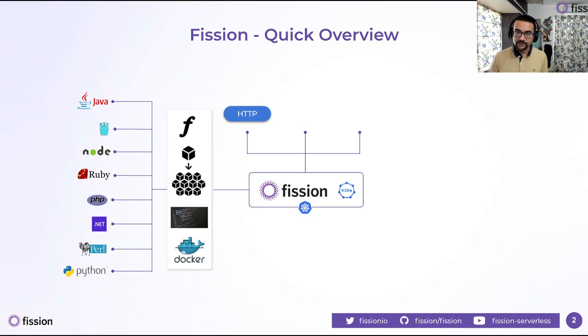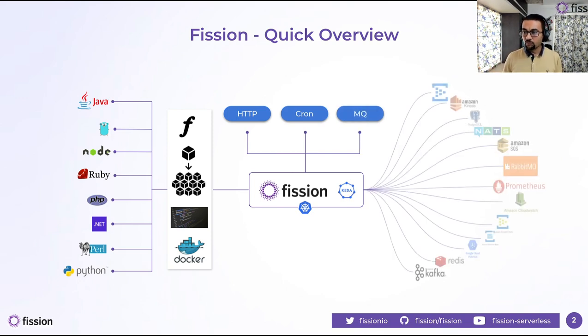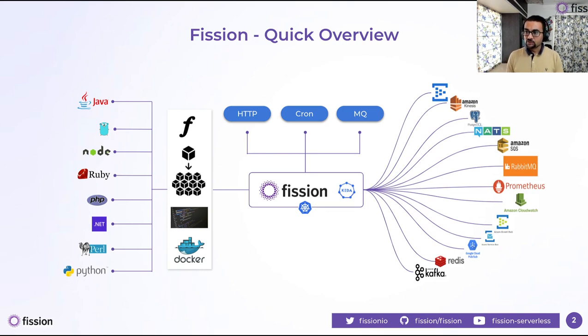Now, once you've deployed any of these workloads onto Fission, you definitely want a way to call those functions, either using HTTP or using cron, maybe at a certain frequency, or using some sort of message queue triggers. And Fission supports a whole bunch of message queue triggers today. For example, we have support for NATS, Amazon Kinesis, Amazon SQS, Redis, Kafka, and there are more integrations being added by the community.